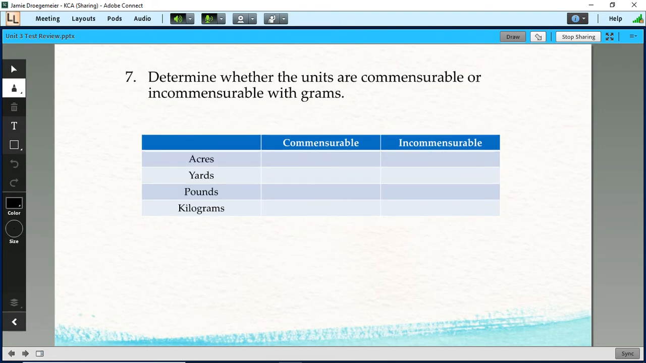All right, number 7, same idea here. This time we're talking about grams. Grams is measuring a weight. And so acres is going to be measuring distance or really an area. And so that's going to be an incommensurable measure. Yards, we're talking about distance again, that's incommensurable. Pounds is a weight, and so grams and pounds would be commensurable. Grams and kilograms would also be commensurable. They're both measures of weight.